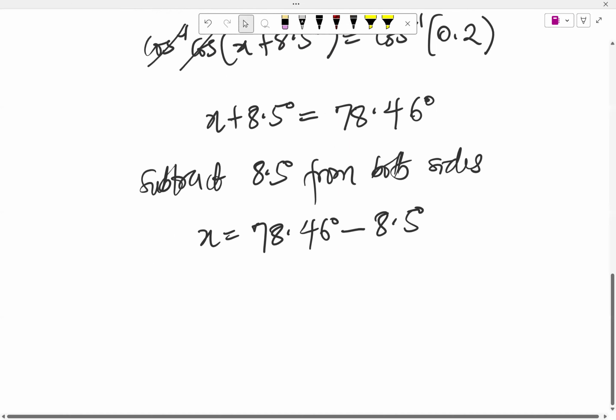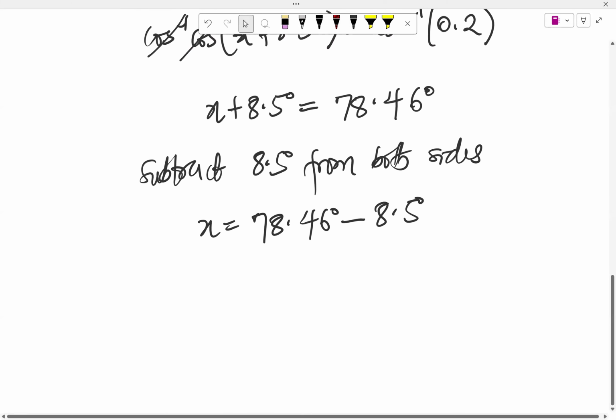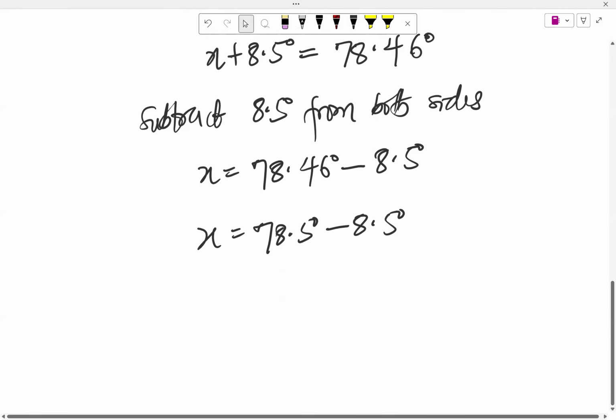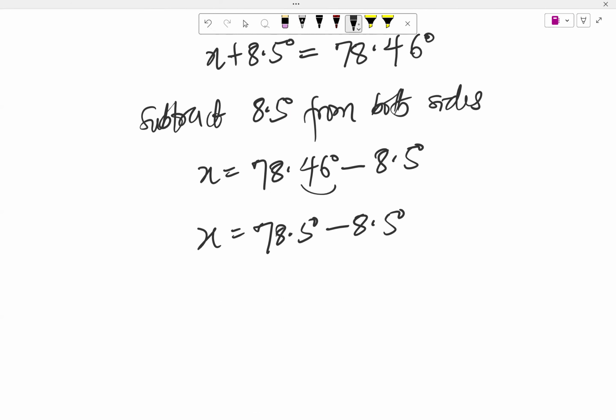Since we need it to the nearest degree, we could as well just say x is 78.5 degrees minus 8.5 degrees, because 78.46 to the nearest tenth is 78.5 degrees. This way we can easily subtract, and we simply have 70 degrees, and that is our answer.